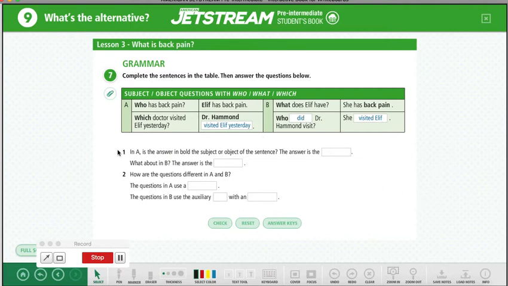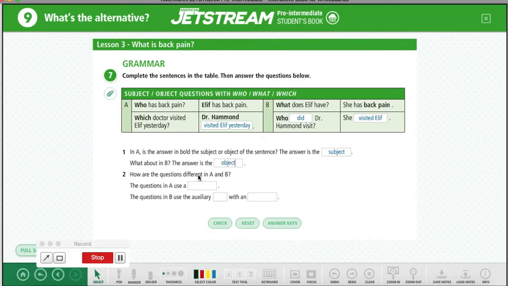Now let's solve the information over here. In A, this section, is the answer in bold the subject or the object of the sentence? Okay, this is the subject, I guess. Subject, because it is the person who performs. ¿Quién visitó? Dr. Hammond. So it is the subject. Then what about section B? The answer is, well, the opposite, right? The object. Okay.